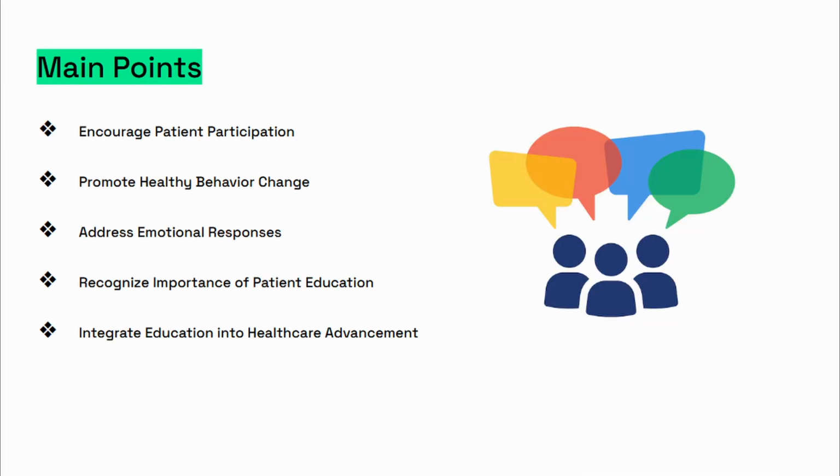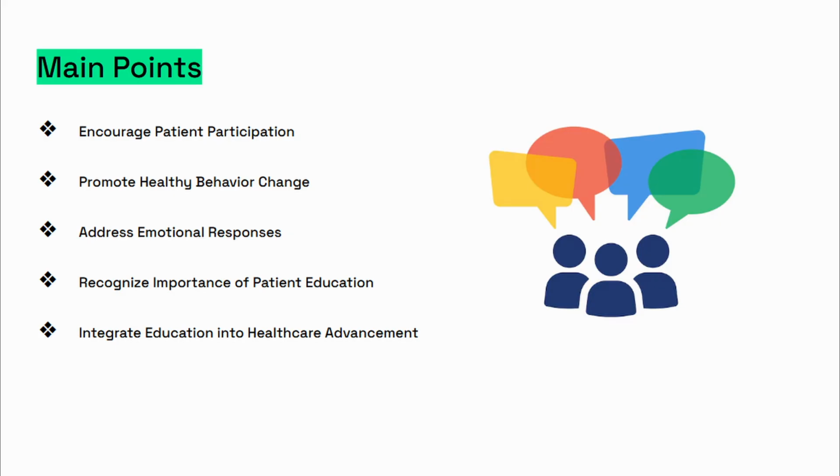Next, we will be going over the main points of the chapter. The first point will be encourage patient participation. This means that providers should motivate patients to take an active role in their own healthcare. Moving on to the next point, promote healthy behavior change. This means whether through medication adherence or lifestyle changes, providers must communicate and motivate effectively.